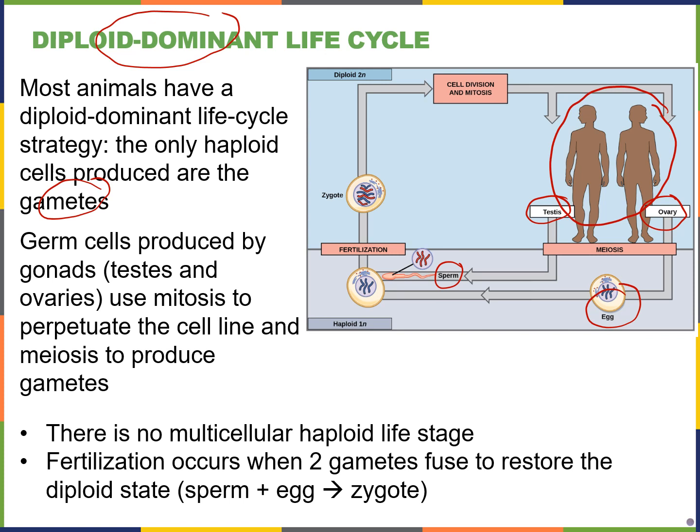But gametes, we know, are going to be haploid and they're produced through meiosis. When they come together, so when the sperm fertilizes the egg, we produce the zygote, and the zygote will be diploid. So there is no multicellular haploid stage. These are going to be single cells, the sperm and egg.